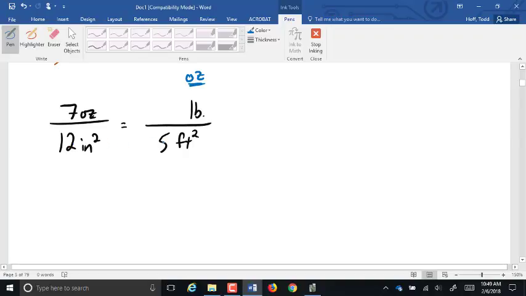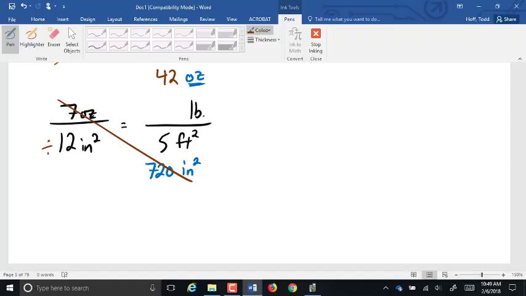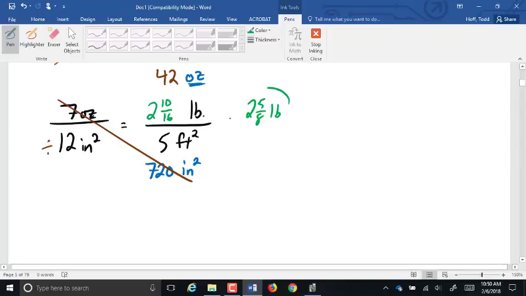Down here, though, we can convert my 5 square feet into square inches. What's my conversion? Multiply by 144. So that's going to be 720, correct? Now we'll cross multiply and divide. 7 times 720 divided by 12 gives us 42 ounces. Now we've got to convert that into pounds. Divided by 16. 16 goes into it twice with 10 left over. So that's 2 10/16, or 2 5/8 pounds.